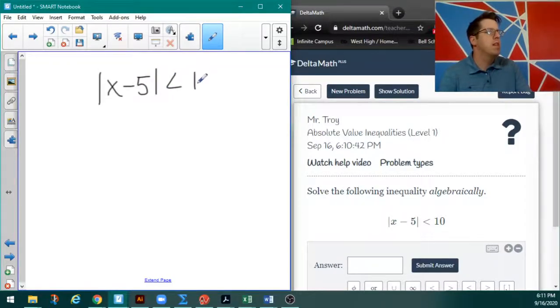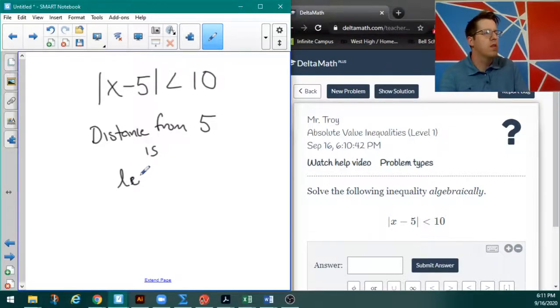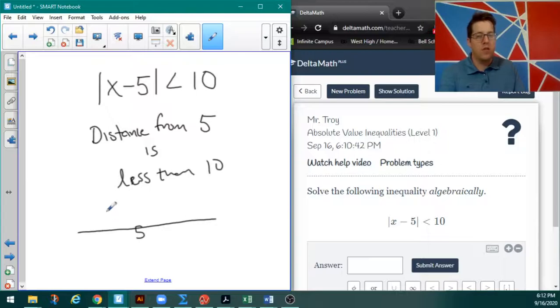is less than 10. So the other way to think of this is the distance from 5 is less than 10. So things that are fewer than 10 units away from 5. So like everything within 15 to negative 5. So like all of that stuff.